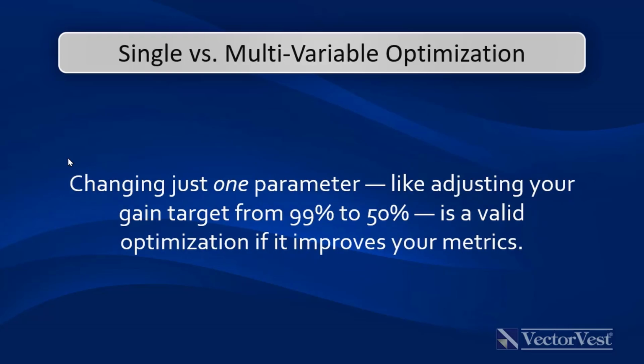You don't need to change 5 different inputs to call it optimization. Changing just one parameter, like adjusting your gain target from 99% to 50%, is a valid optimization if it improves your metrics. That said, multivariable optimization can reveal powerful combinations, but it also brings higher risk, mainly overfitting or curve fitting, where your system looks great on paper but fails in real time.